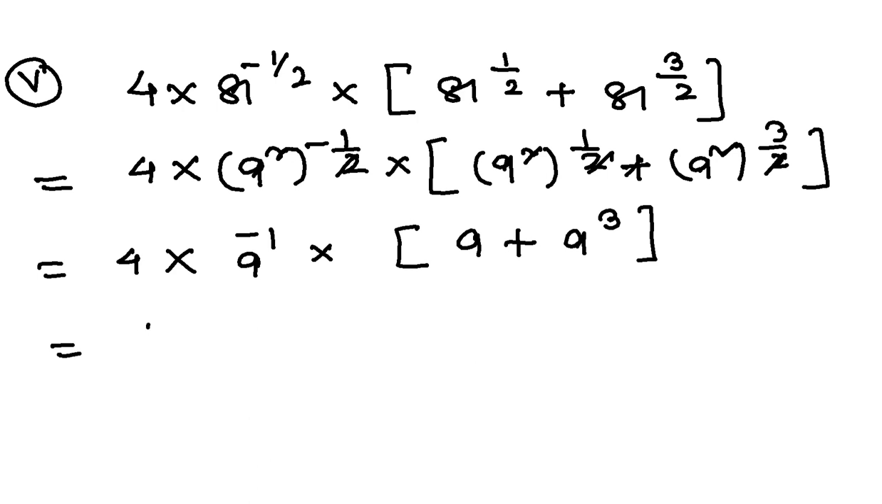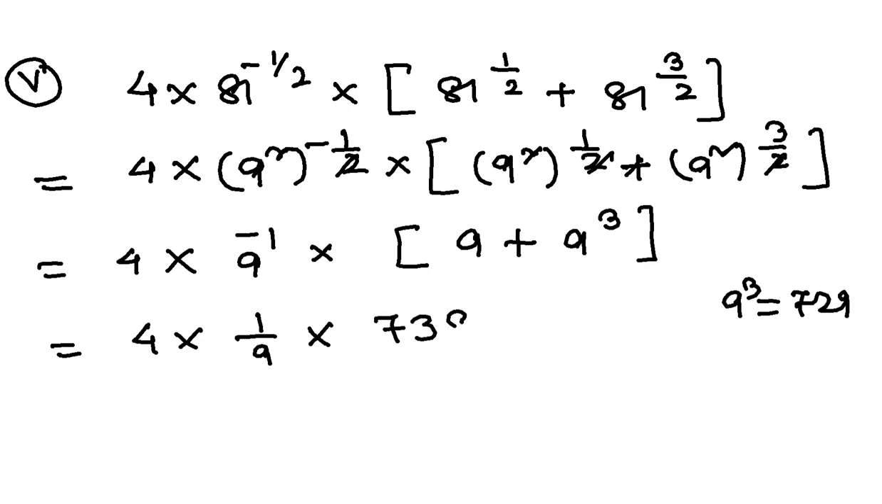This means 4 into 9 to the power minus 1 means 1 by 9, 9 plus 9 cube, 9 cube is 729, 729 plus 9, 738. Now 9 into 738 cancel, 9 into 82 is 738, 1 left, 18, 9 twos are 18, so 4 into 82, that will give you the final answer 328.